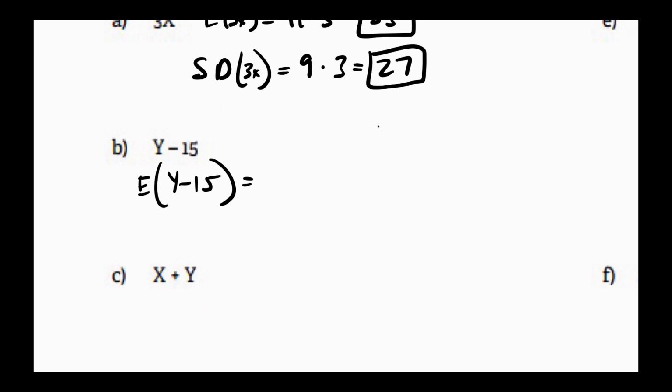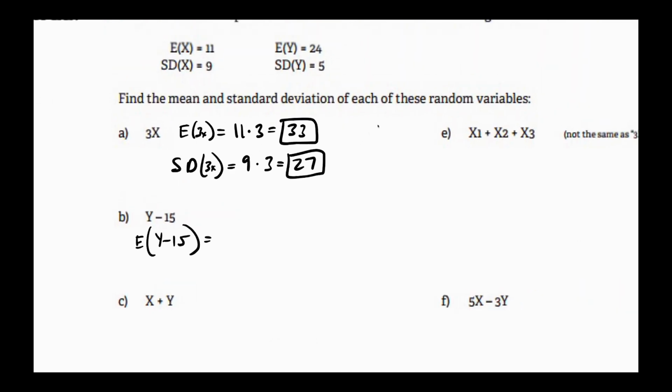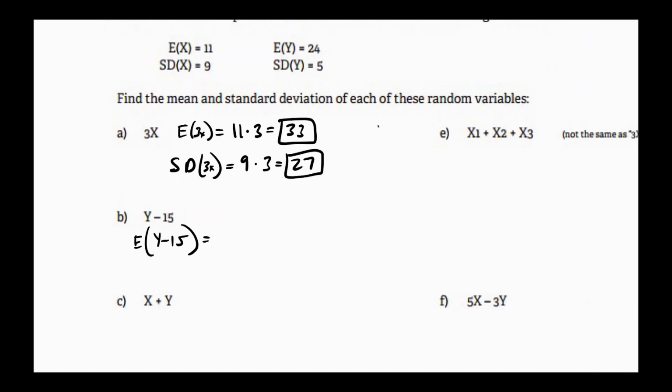So how do I find the new expected value? Take the old one, which was 24, and subtract 15, and I get 9. The new expected value would be 9. What about standard deviation? It does not change at all. Why not? Because the spread would be the same. The spread doesn't increase or decrease if I subtract 15 from everything. It stays exactly the same.